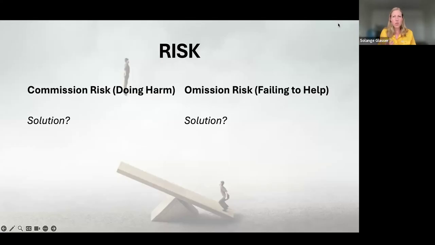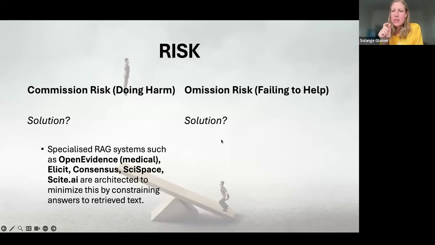Now, large language models have been created to deal with these risks, so there are what we might term solutions. I'm using solutions a bit lightly here. It's not an all-encompassing 100% solution, but there are ways that we can deal with these two risks. And again, I'm really curious to know if any of you have thought about large language models in this way. So let's first have a look at commission risk.